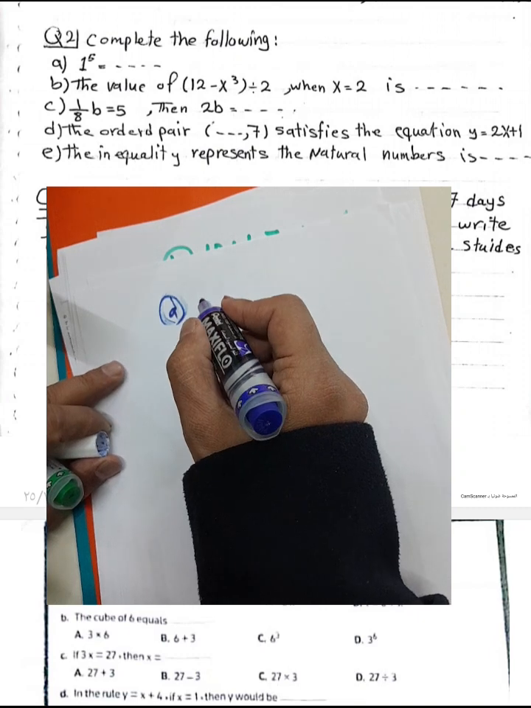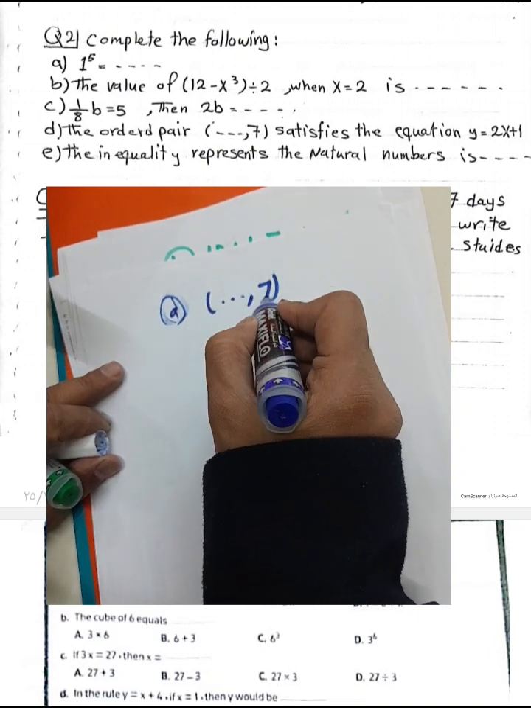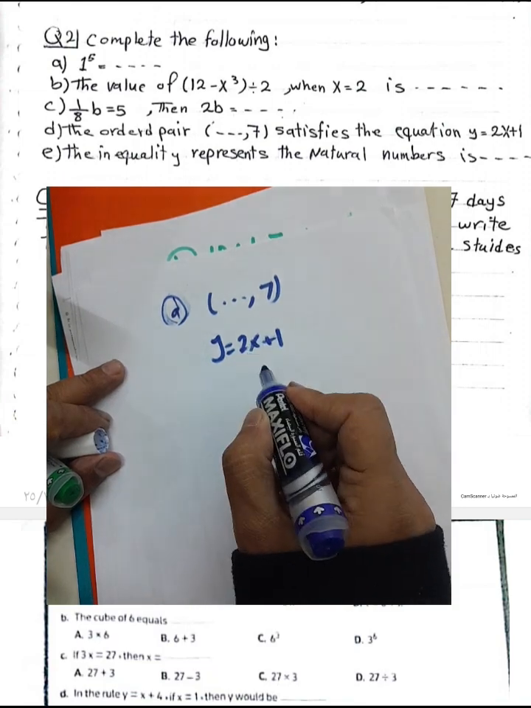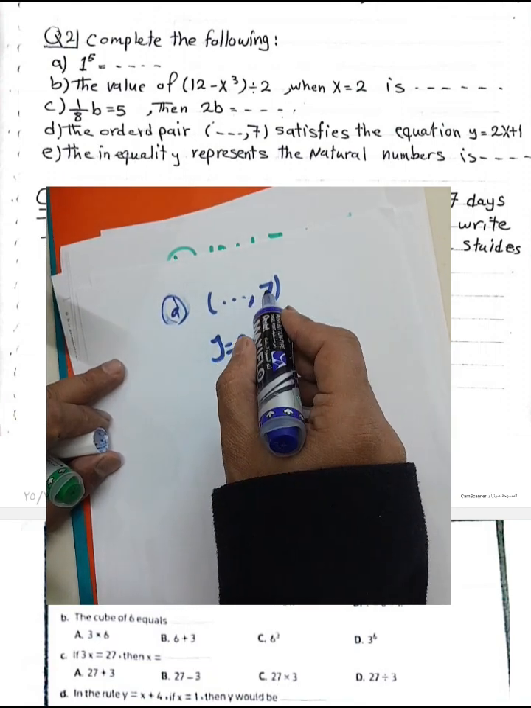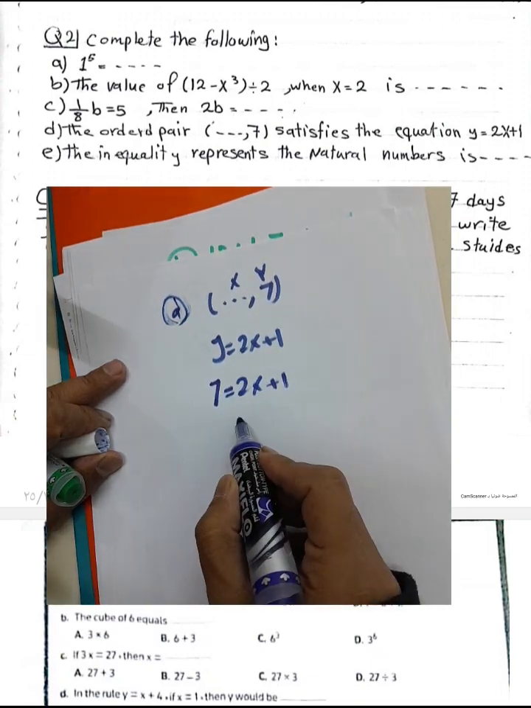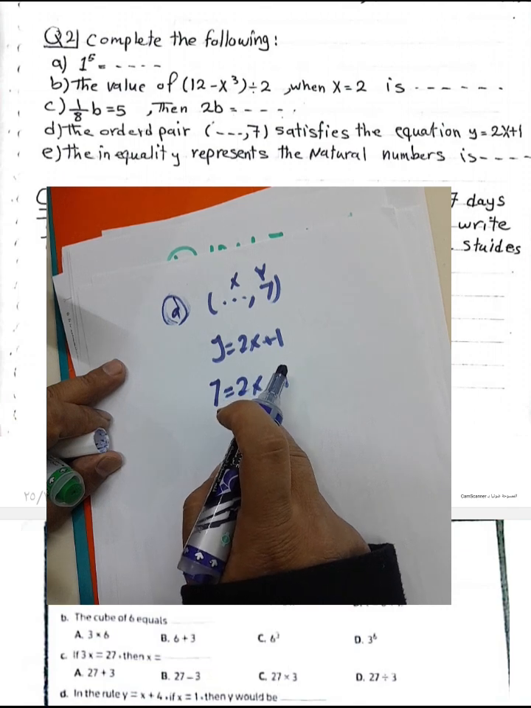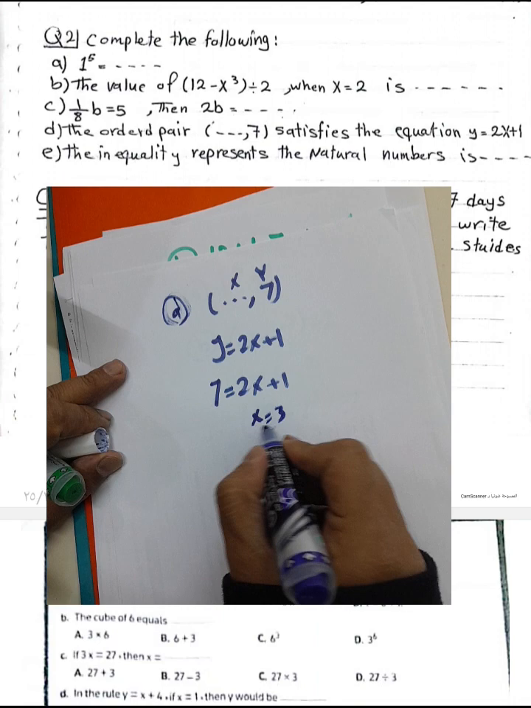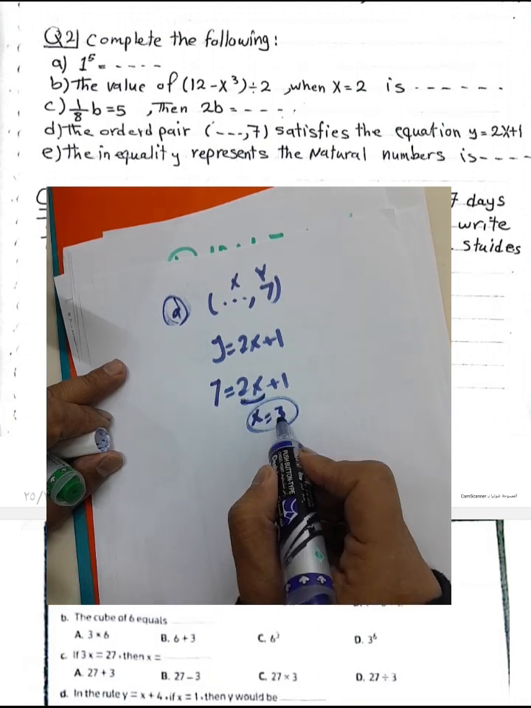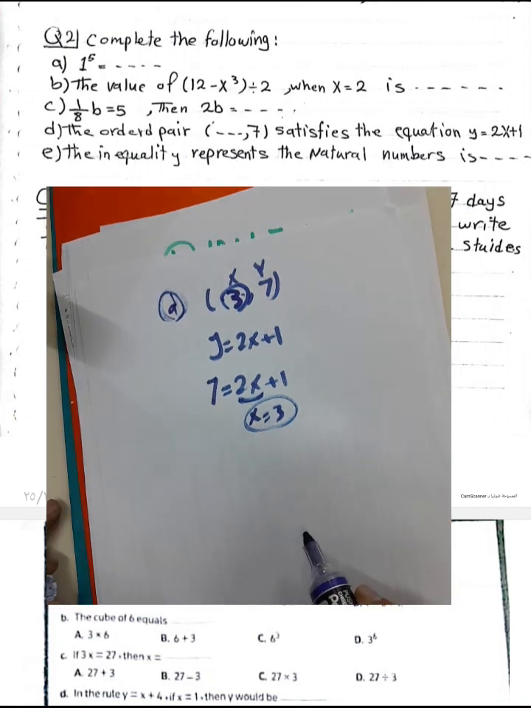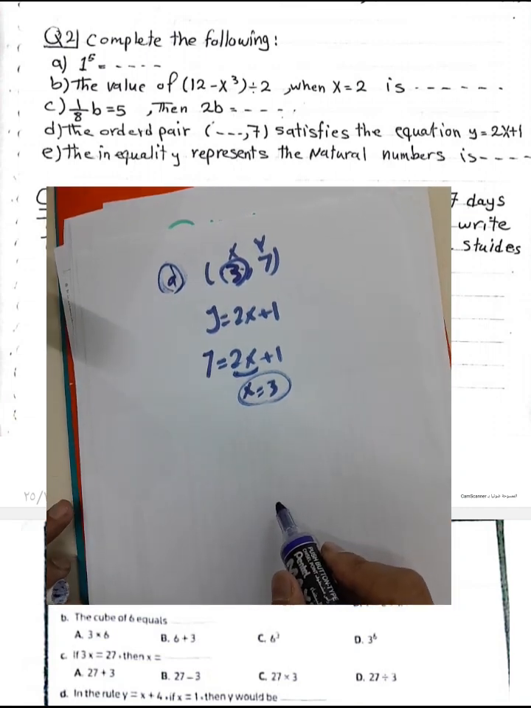The ordered pair (x, 7) satisfies the equation y equals x plus 1. We have here y equals 7. Put y equals 7, then 7 equals x plus 1. Then x will be what? 2 times 3 equals 6, 6 plus 1 equals 7. Then x will be 3, because 2 multiplied by 3 is 6, and 6 plus 1 is 7. Then we must write here 3. The result here equals 3. That was question letter D.